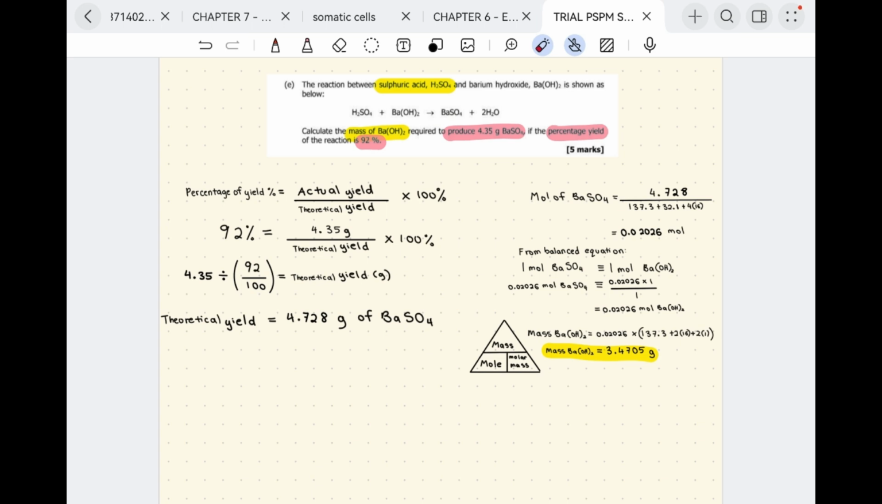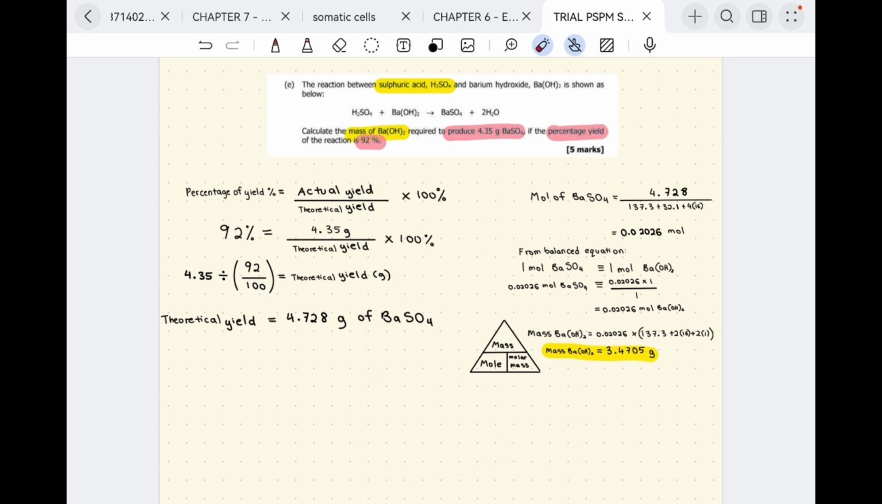But we don't know any mole of the compound involved in this chemical reaction. What we only have here is the mass of barium sulfate that was produced in this experiment. The mass here is the mass obtained from the experiment, which is the actual yield of barium sulfate.